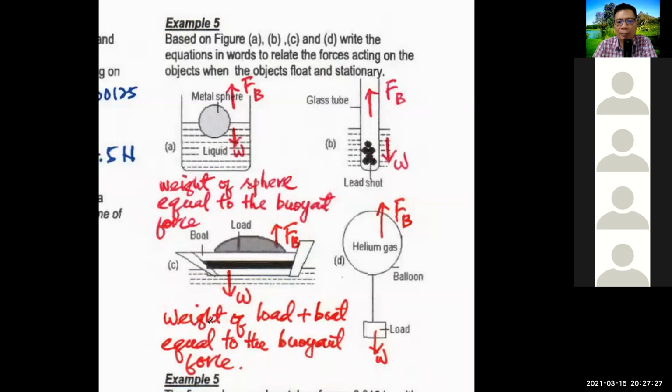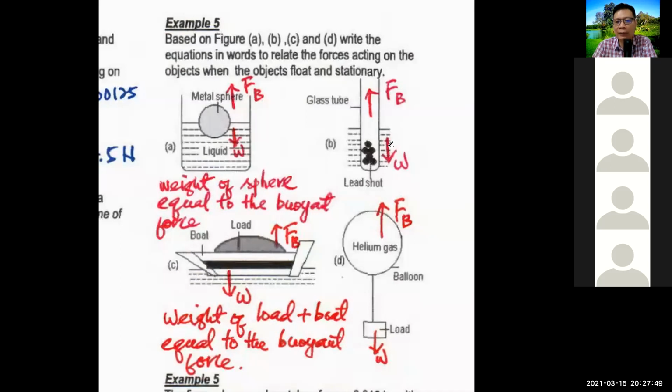The second one, here there is the weight of the load plus the boat. There are two: one is the weight of the boat and also the weight of the load, which must equal the buoyant force. Weight of the load plus the weight of the boat equals the buoyant force.